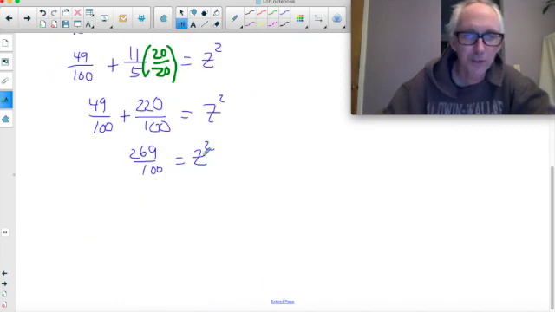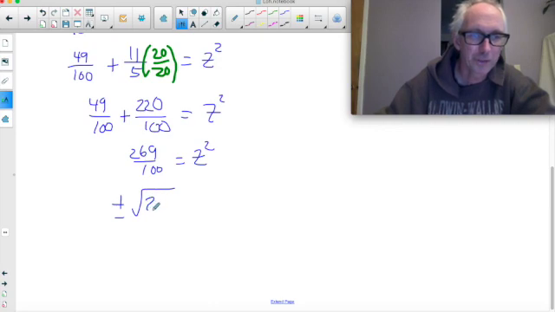Okay, now we're going to take the square root of both sides. So we got plus or minus, and we're going to take the square root of 269, which I don't think simplifies. And the square root of 100 is 10. That does simplify. Equals z.